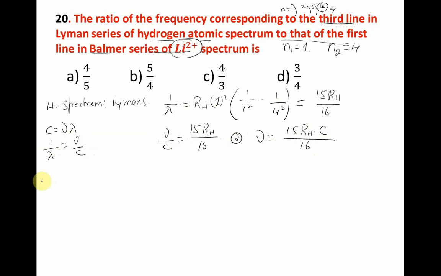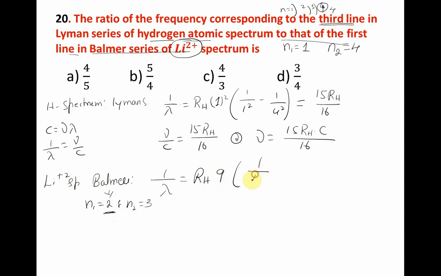For the lithium spectrum, now I need to find out for the Balmer series, 1 by lambda. Balmer series means n1 is equal to 2 and n2 is equal to 3. First line means n2 is equal to 3. 1 by lambda is equal to RH into 3 3s are 9, into 1 divided by 2 square, which is 4, minus 1 divided by 3 square, which is 9. How much will we get?